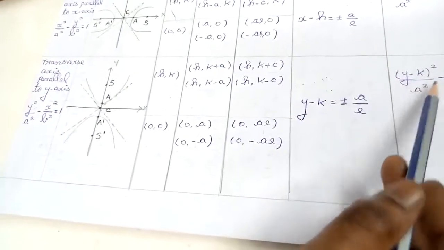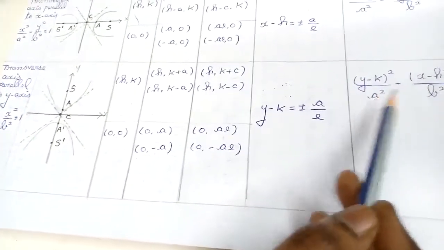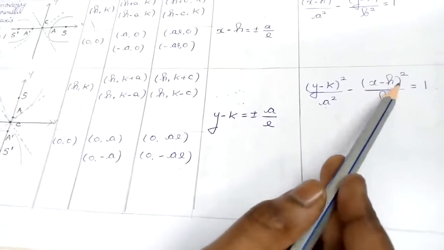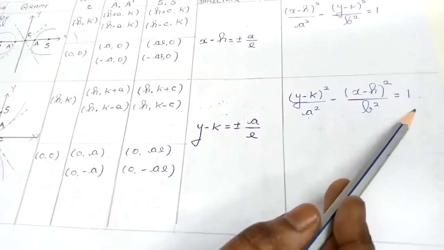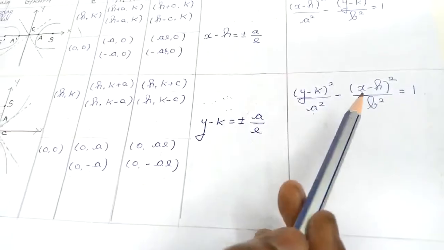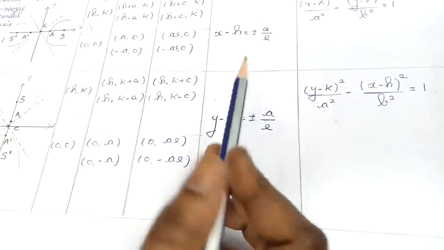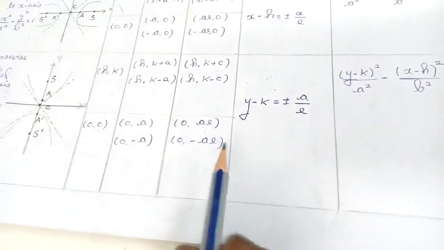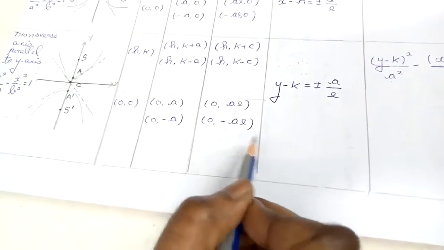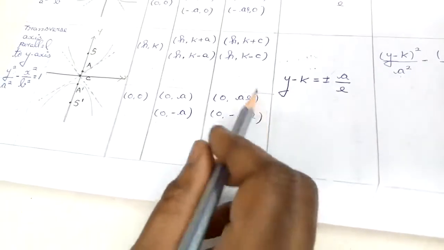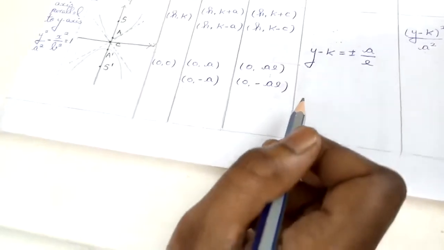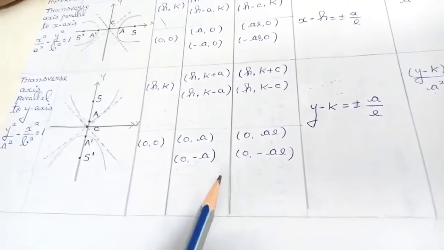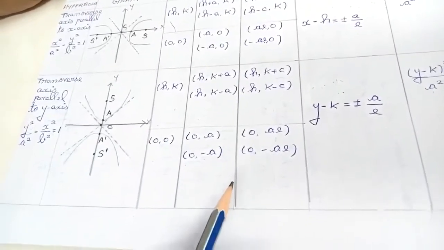And similarly, in case of transverse axis parallel to y axis, it means y minus k the whole square by a square minus x minus h the whole square by b square equal to 1. So it will be easy for me to explain in words, but you have to go through each and every notation carefully. Take time to go through this notation, then only we can start the sums, and it will be easy for you without by-hearting. If you understand the concept, it is going to be easy for you to do the sums.